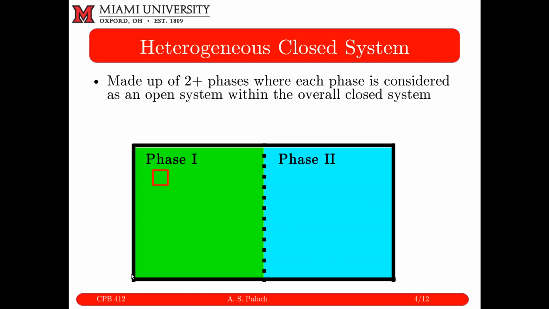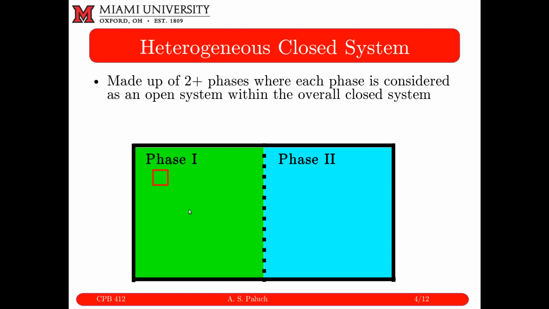So if this solid black border sets my system boundary, then my properties are not uniform throughout, because the properties of phase 1 are different from phase 2. It's closed though, where if I take this to be my system, mass and moles can't cross this solid black boundary. Another buzzword that we'll come back to later is that a heterogeneous closed system like this is often called a composite system. A composite system consisting of two homogeneous open systems.